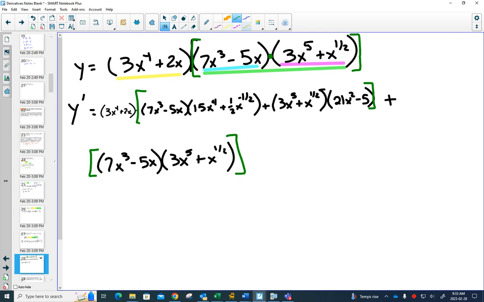Which is all of that, multiplied by the derivative of my first one, which is the yellow. Bring the 4 out in front, 12x cubed plus 2. And we had a product rule inside of a product rule. Again, the rule didn't change.